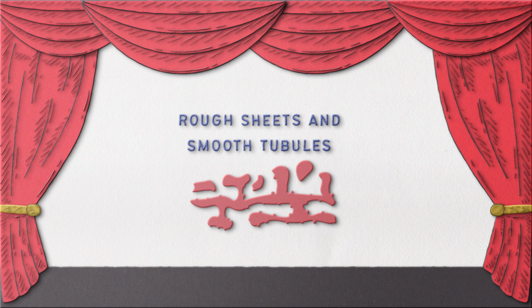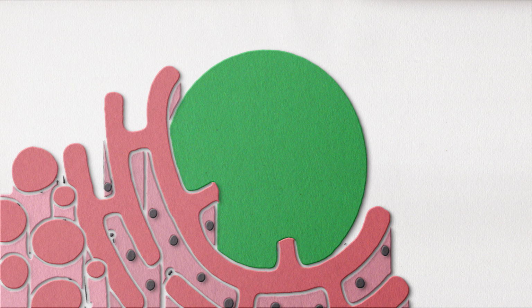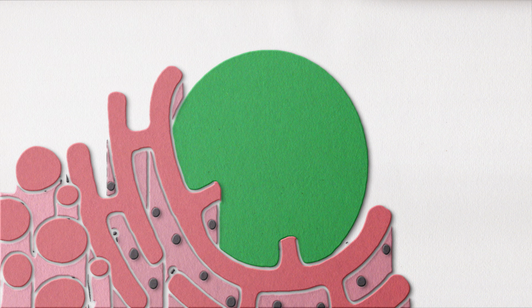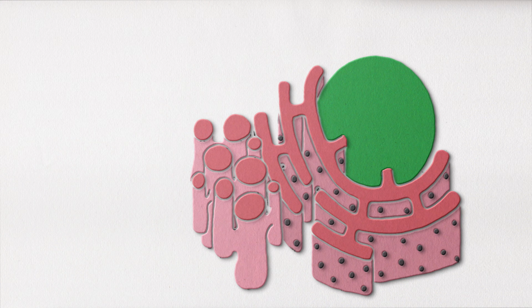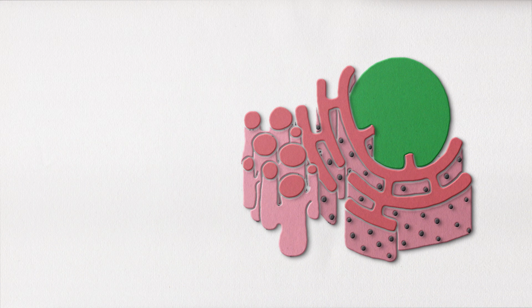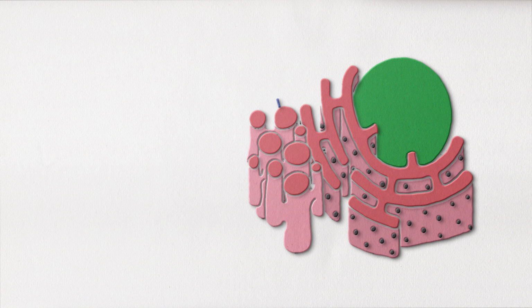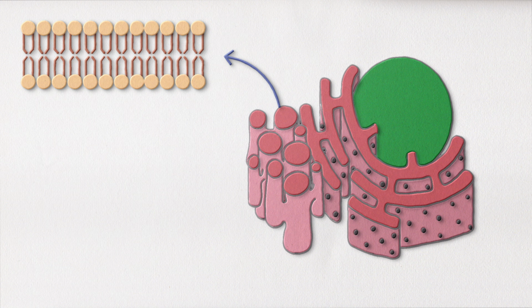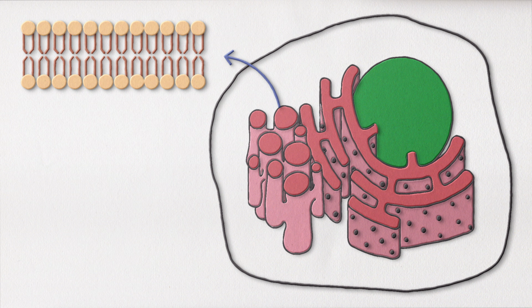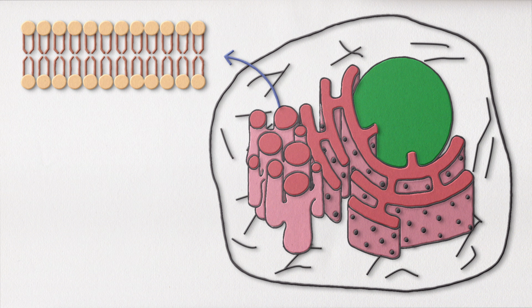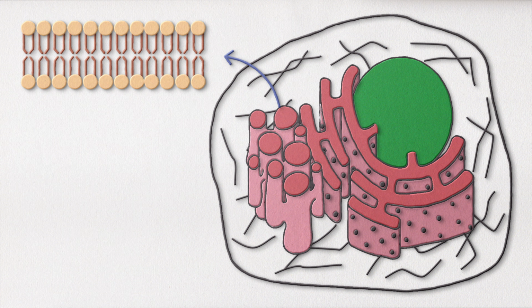But I digress. The ER is a network of interconnected flattened sheets known as cisternae and branching tubules that extend from the nucleus to the rest of the cell. These sheets and tubules are made up of a phospholipid membrane continuous with the membrane that surrounds the nucleus, and similar to the membrane that you find surrounding the entire cell. This network of tubules is held in place with the help of the cytoskeleton.